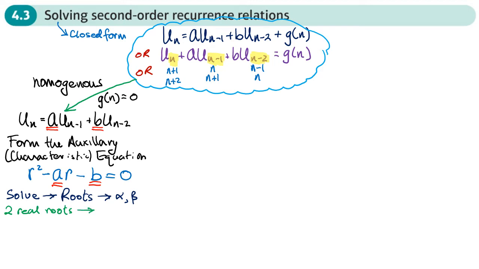So what the general solution is going to be, it's going to be of this form: un equals a times alpha to the power n plus b times beta to the power n. So a and b here are arbitrary constants, and we'd work out these arbitrary constants if we needed to find the particular solution.